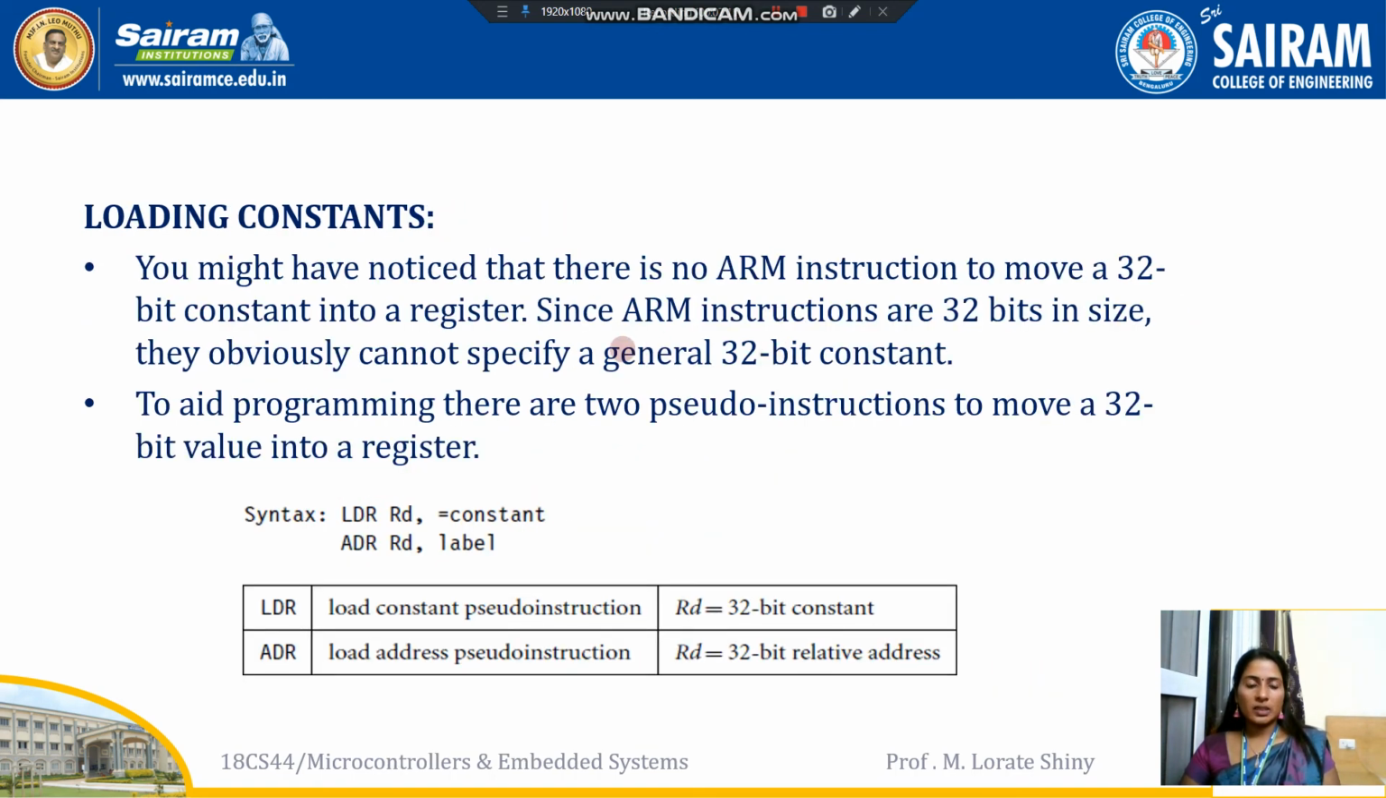Next, loading constant. We don't have any instruction to load a 32-bit constant value. So for that, we have two pseudo instructions to move a 32-bit value into a register. Those two instructions are LDR and ADR. In LDR Rd, constant, the constant value will be loaded to the destination register. ADR is for loading an address. The source address is given, and that address will be loaded to the destination register.